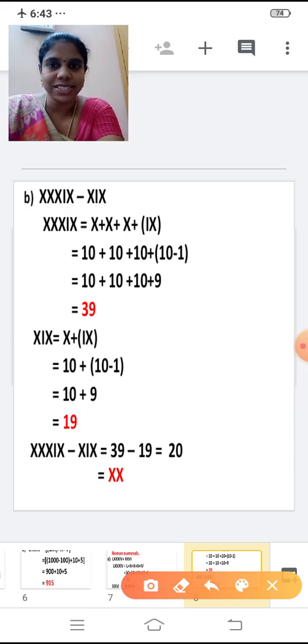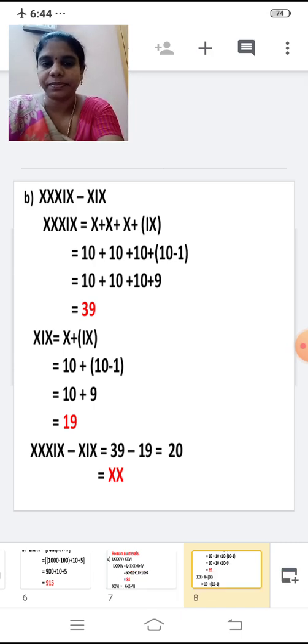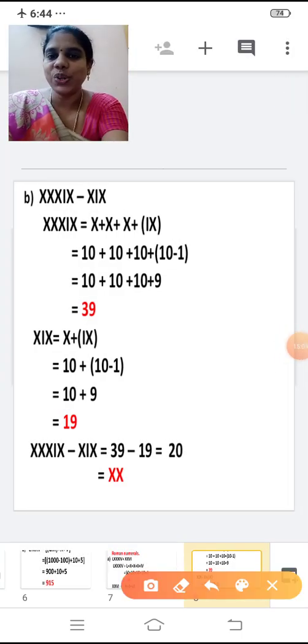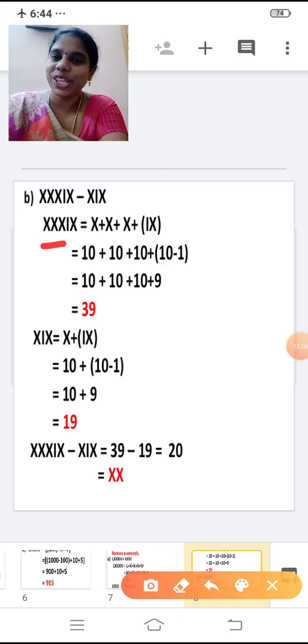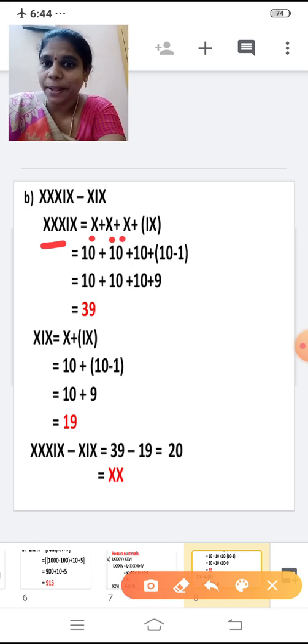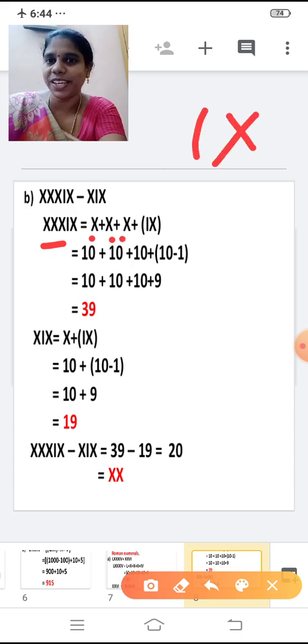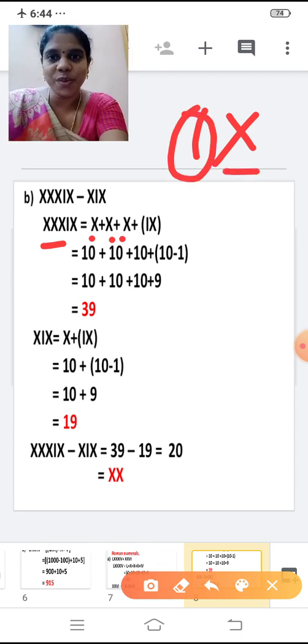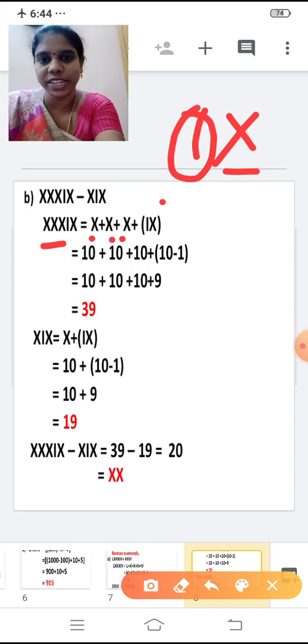XXXIX minus XIX. So first take XXXIX. Now change this into an Indo-Arabic number. X plus X plus X plus IX. Why am I writing IX separately? Because the value of I is 1 and the value of X is 10. The smaller one is placed before the larger one, so you are going to subtract that, right? So take that separately.